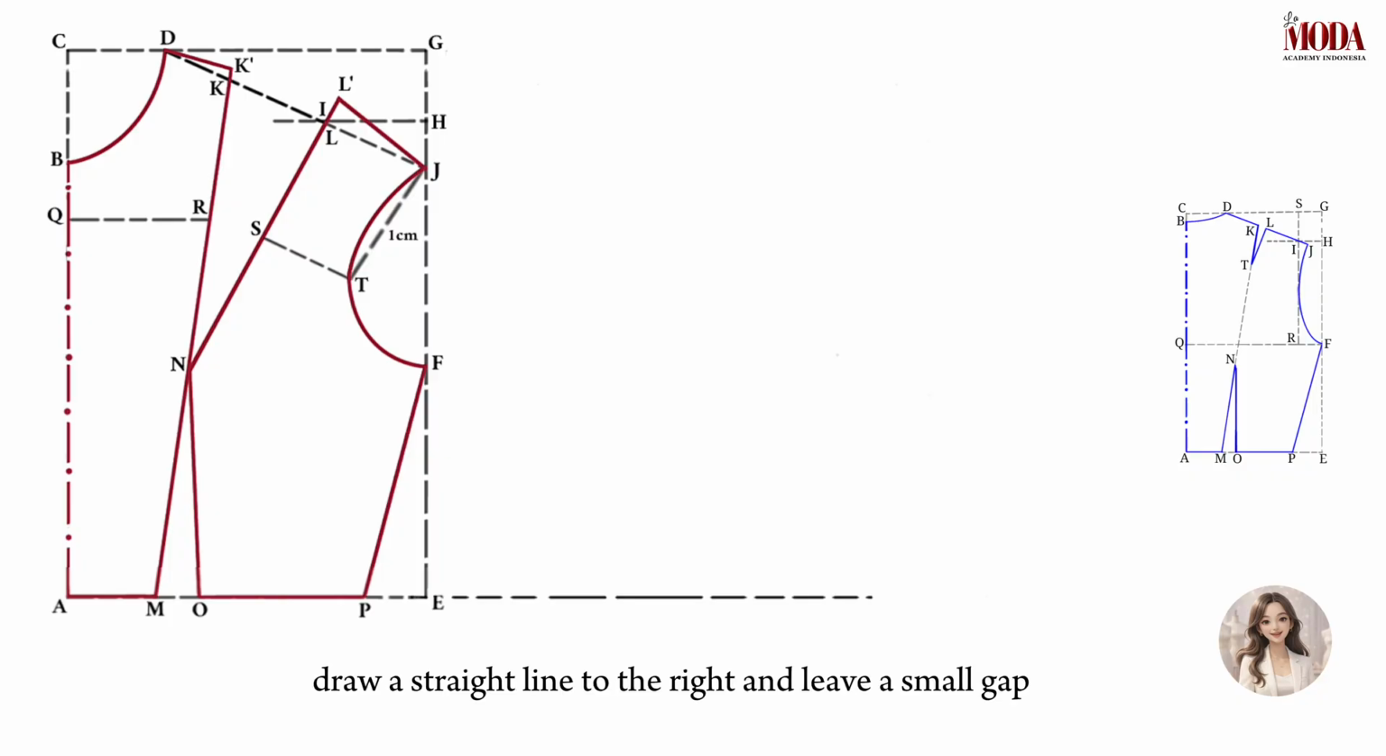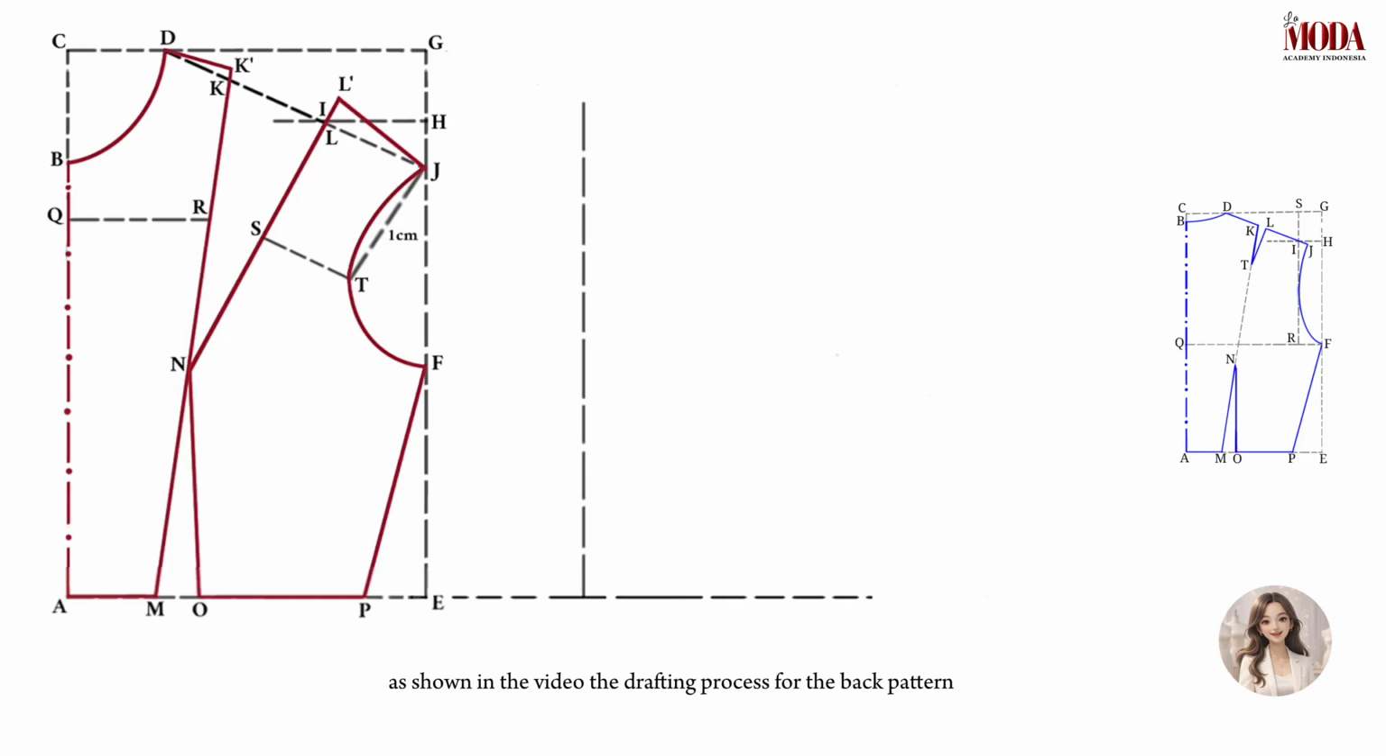Draw a straight line to the right and leave a small gap. Next, draw a vertical line upward perpendicular to the waistline as shown in the video. The drafting process for the back pattern is generally similar to the front pattern. The intersection of these lines is labeled as point A. Once point A is established, we determine the position of point B. According to the formula for the back pattern, the distance from point A to point B is the back length. Measure upward from point A based on the back length measurement, and this will determine the position of point B.